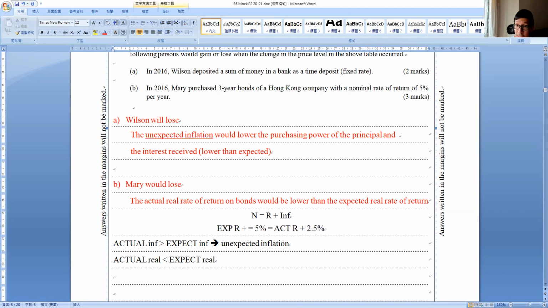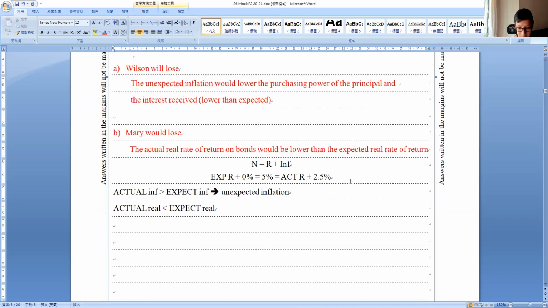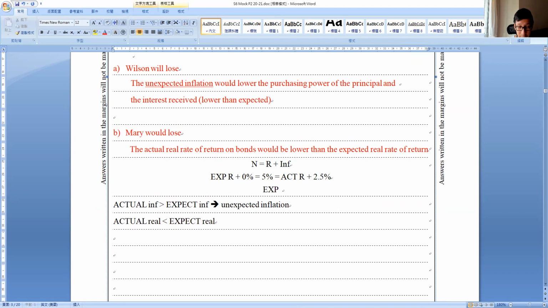Plus expected inflation is 0. So I think you would see expected real return is 5%. But on the other hand, the actual real is only 2.5%. 好啦，所以咧個字眼最重要啦。The actual real rate of return would be lower than the expected real rate of return.